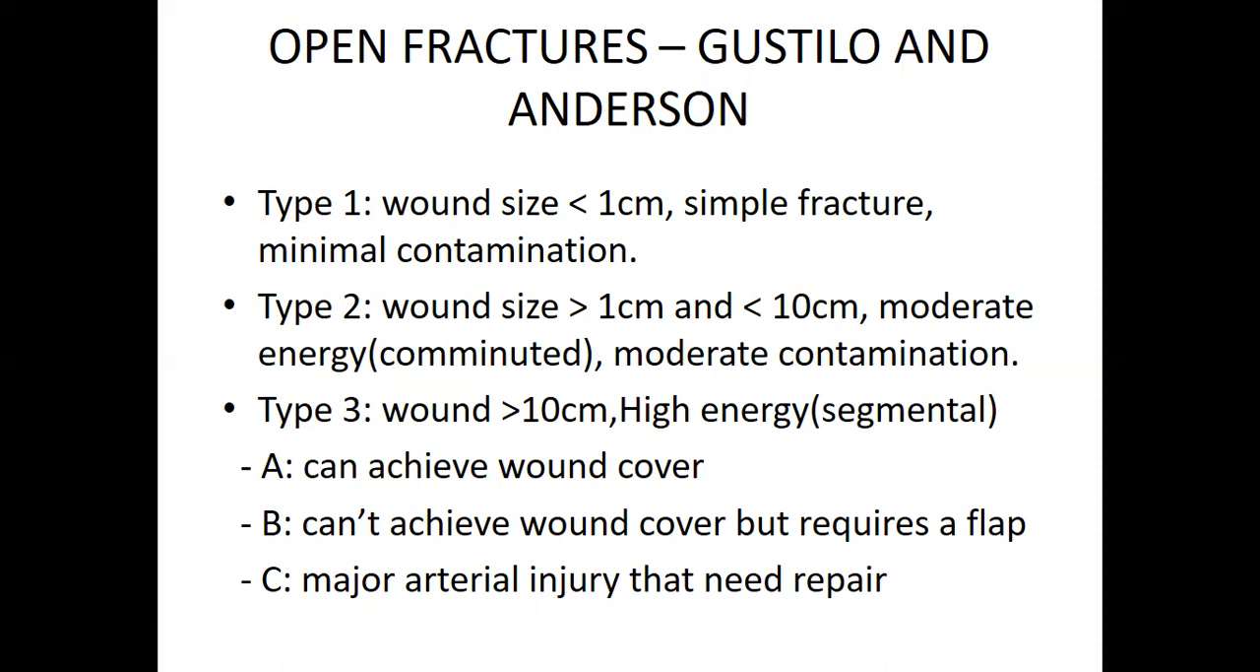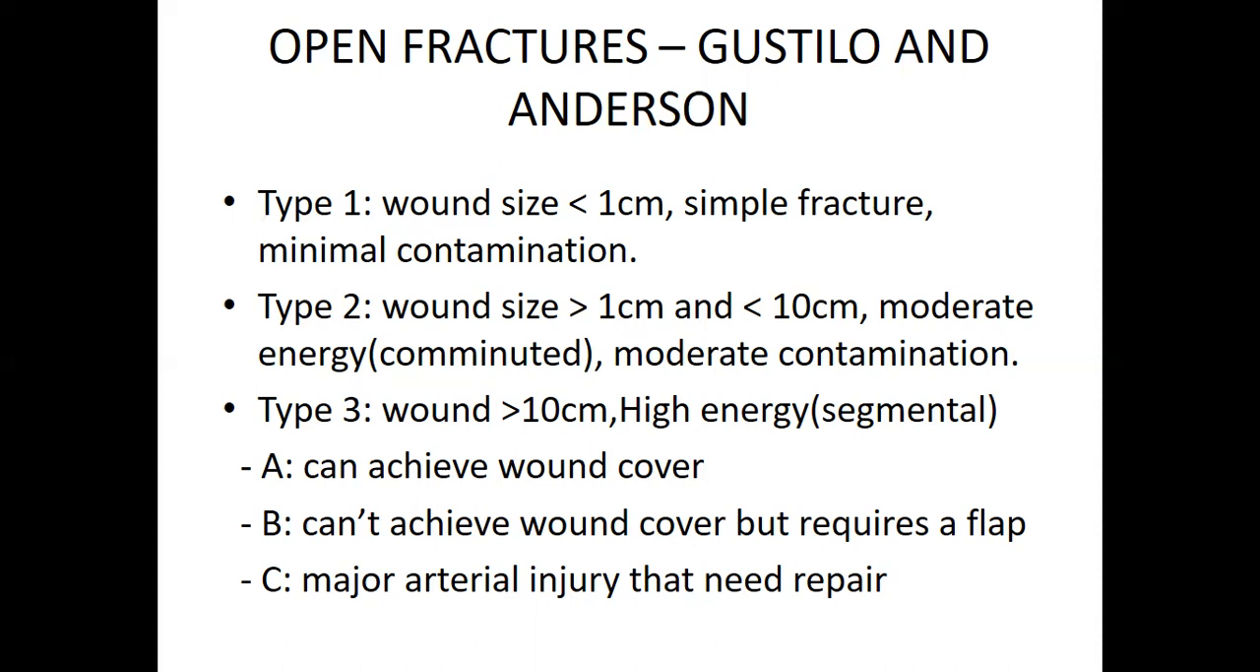For Gustilo type 2, it described that the wound size is greater than 1 centimeter and less than 10 centimeters. The energy is usually moderate. Here, you now start seeing some level of comminution of the fracture, which tells you that the energy is higher than that which causes a simple fracture. And then the contamination is usually what? Moderate. Then in type 3, the wound size is usually greater than 10 centimeters, and it's usually a result of high energy. And high energy causes what? Comminution of the fractures.